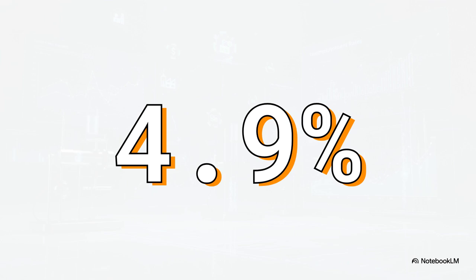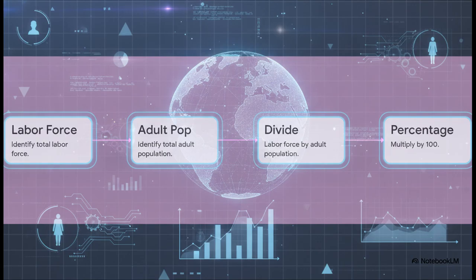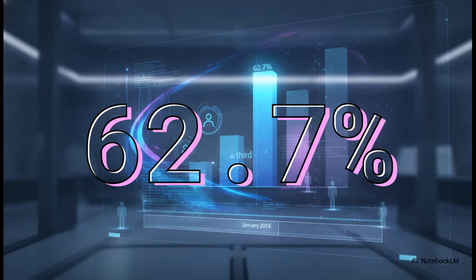Boom! That right there is the number that drives stock markets and political campaigns. But wait, there's another metric that's honestly just as vital, the labor force participation rate. This simply calculates the fraction of the total adult population that has chosen to actively participate in the labor market. You just divide the total labor force by the total adult population. Doing the math for January 2016 reveals that exactly 62.7% of the U.S. adult population were participating in the labor market. So almost 2/3 of adults were either working or actively looking, leaving about a third on the sidelines.